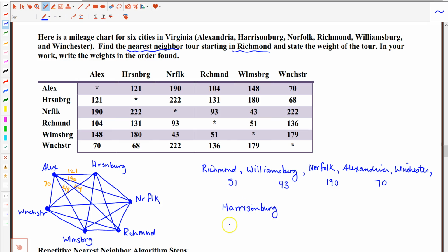And I'll record that weight, which is 68. Now at this point, I've been to all 6 vertices, so now we'll have to come back home, which was to Richmond. From Harrisonburg to Richmond is 131. Alright, so here's going to be the tour, which is the order that the cities have to be traveled, and then the weight of the tour. We're going to add all these numbers up. So we get that the weight of the tour is 553 miles.